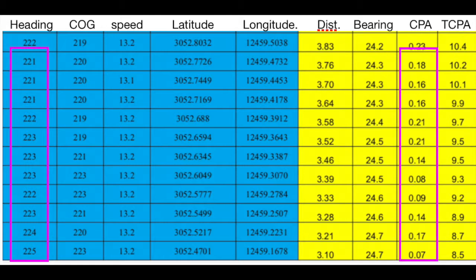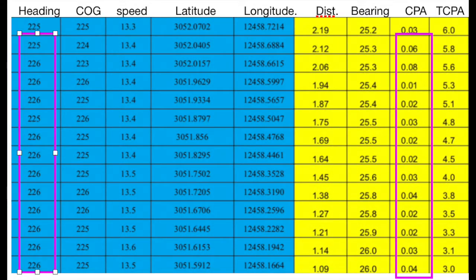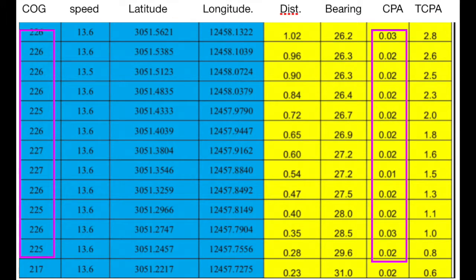Right now the picture is 10 minutes before collision. The CPA reduced from 0.3 to 0.07. This was 8.5 minutes before collision. And the CPA remains very small. It means collision, but sometimes 0.08, sometimes 0.01, and this data didn't change as the minutes passed.